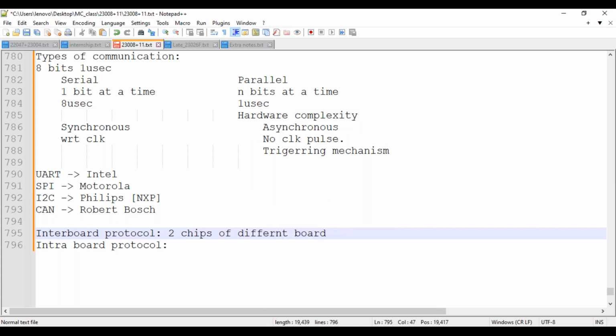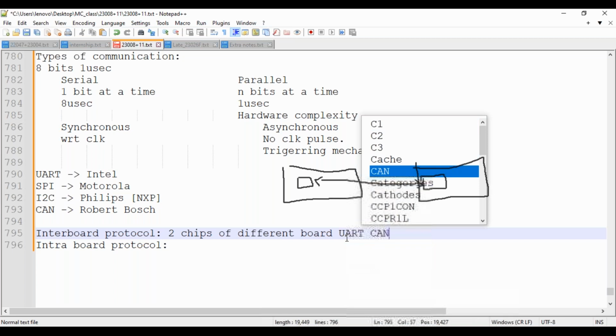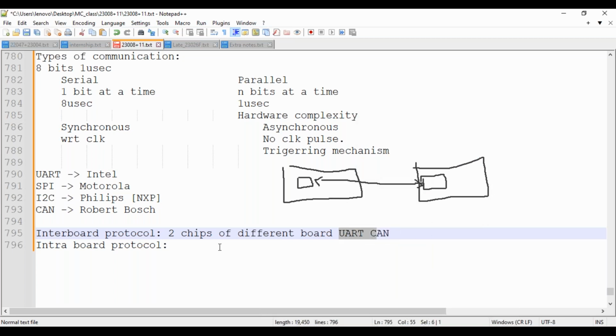Let's say there is one board that has one chip, and there is one more board that has another chip. Now you want to establish communication between these two chips of two different boards. That is inter-board protocol. You have to choose a protocol which supports inter-board communication. Examples of inter-board protocol are UART and CAN. Both UART and CAN are inter-board protocols.